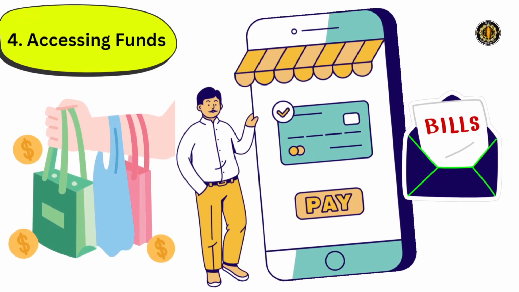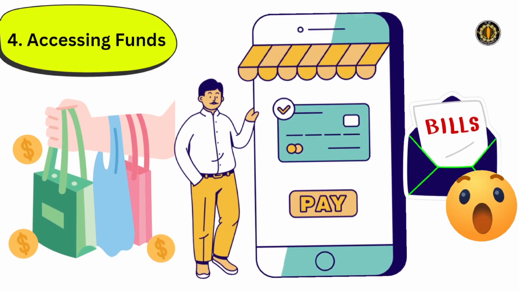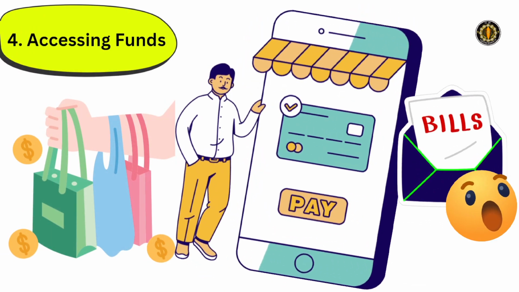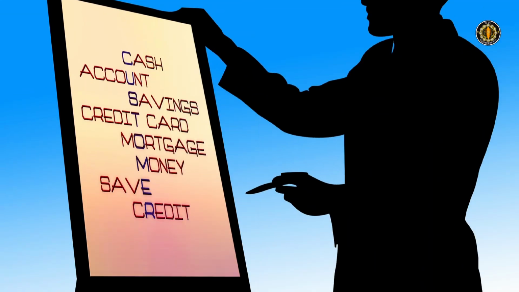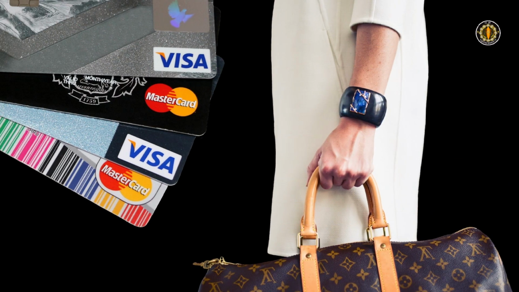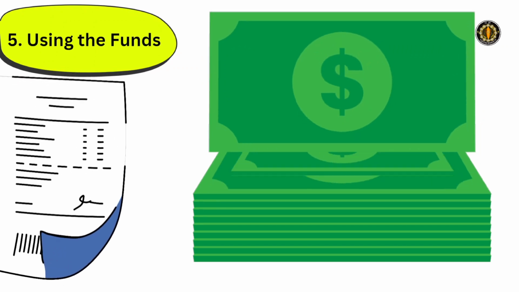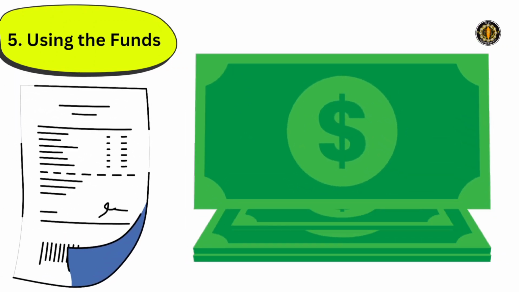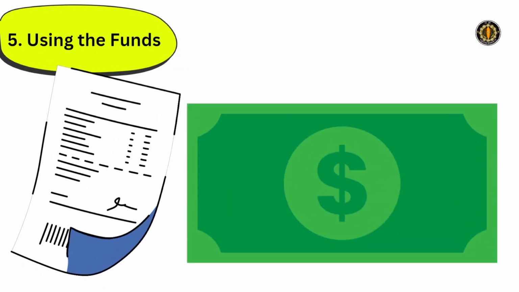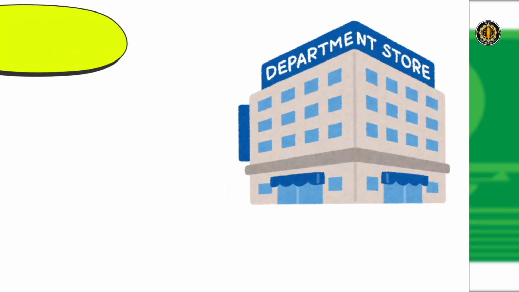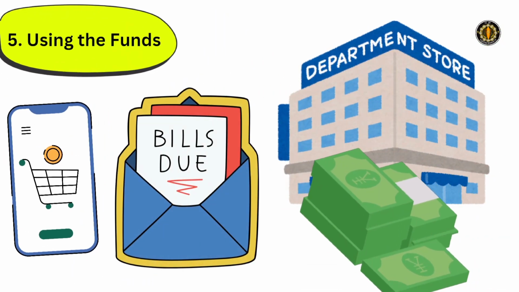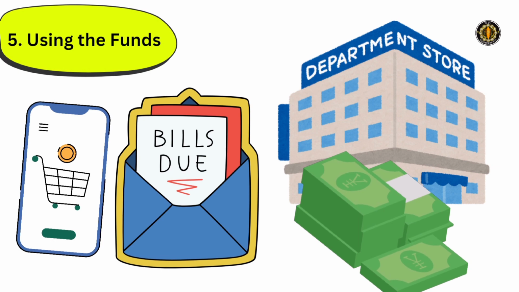4. Accessing funds. Once you have a line of credit, you can access funds whenever you need them, up to your credit limit. This can be done through various methods such as writing checks, using a debit card linked to the line of credit, transferring funds online, or visiting a branch. 5. Using the funds. You can use the funds from your line of credit for various purposes, such as covering unexpected expenses, making purchases, paying bills, or managing cash flow for your business.